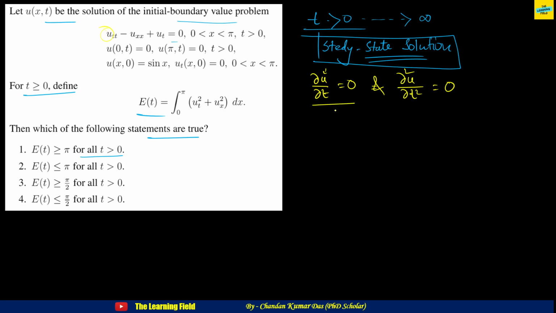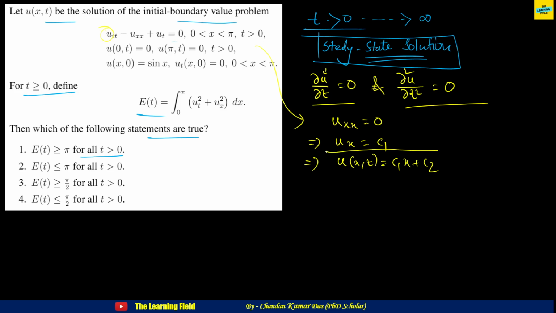Since del u del t equals 0, this function is also 0. That means the wave equation given here reduces to only uxx equal to 0. If we integrate this, we get ux equal to, suppose, constant c1. Again by integrating we get u(x,t) equal to c1x plus c2. We get this type of function because all four options are given here for t greater than 0.